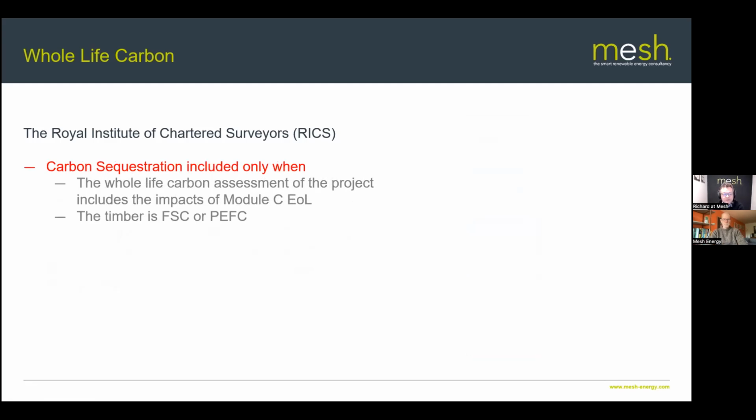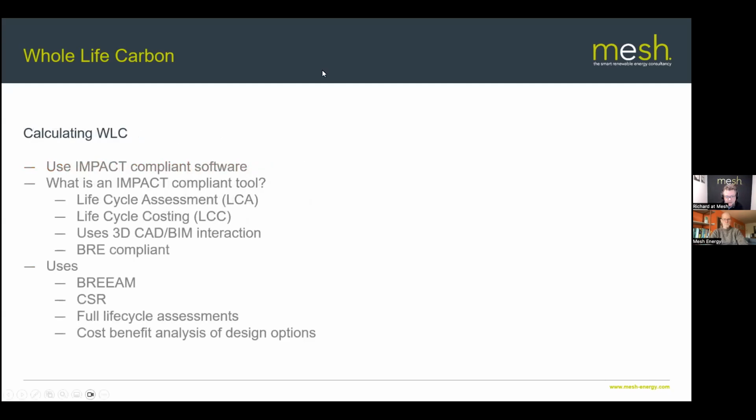So carbon sequestration is included only for the benefits of module C end of life, or the FSC or PEFC timber after the life of the existing building and use in the new building or new project. It doesn't have to be a building. There's plenty of other uses. So there's a lot of calculating that goes on.